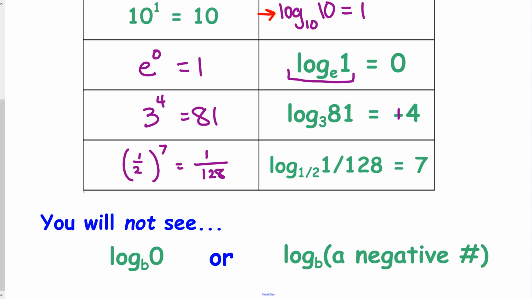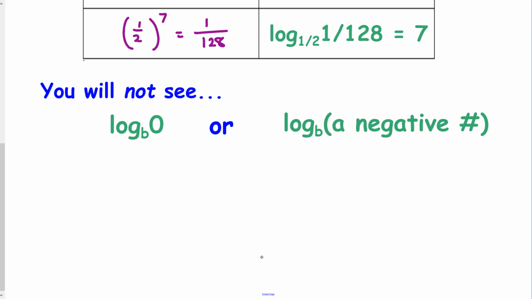Log base b of 0. This would mean that you're taking a base b and raising it to some power, and your answer is 0. Well, we know that that's not possible, assuming that our base is a number that's greater than 0 and not equal to 1, as we defined our exponential bases to be. So because that's not possible, we shouldn't see an expression like that.